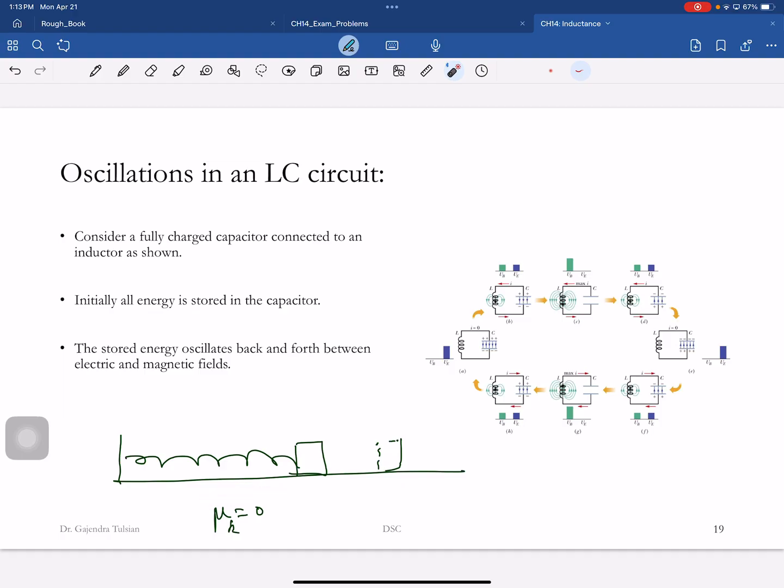And how long will this oscillate? Forever if there's no friction. And this will oscillate forever as long as there's no friction. What provides friction is resistance. If there is no resistance in the circuit, this will oscillate forever.